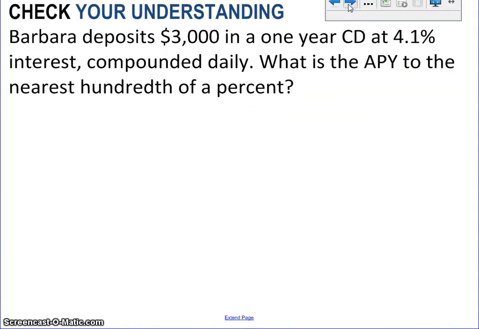Please press pause, solve for the annual percentage yield here. When you're ready, press play and we'll get started.